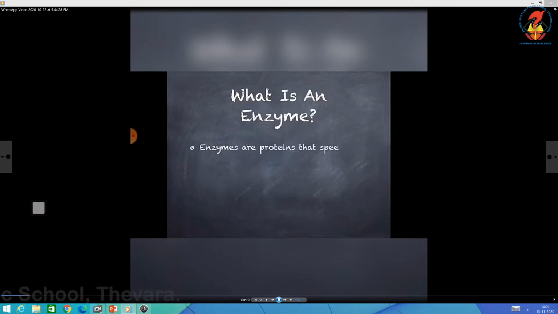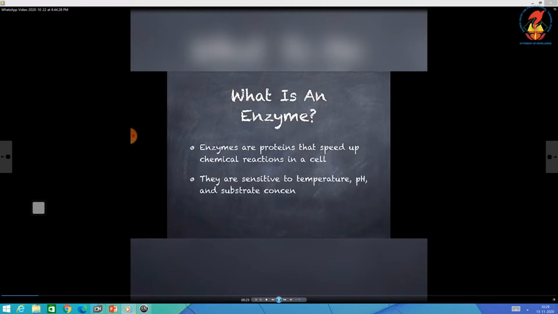First let us define what is an enzyme. Enzymes are proteins that speed up chemical reactions in a cell. They are sensitive to temperature, pH and substrate concentration.